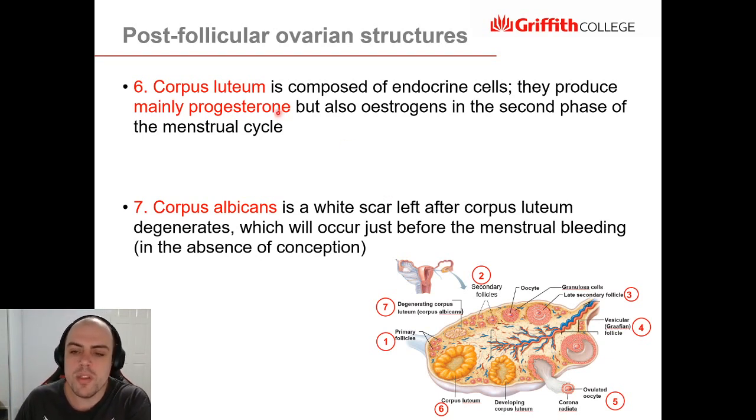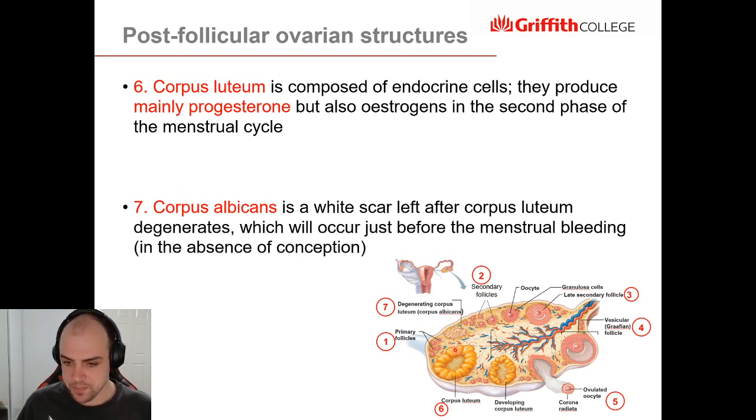So what will then happen is it will develop into the corpus luteum, which will produce progesterone and estrogen. However, if no fertilization has occurred, the corpus luteum will further degrade into what is called the corpus albicans. Essentially it shrivels up and will degenerate, will deteriorate just before the beginning of the menstrual bleeding. Now, again, the corpus albicans forms in the absence of conception. So basically there was no fertilization, there was no conception. So the corpus luteum will deteriorate into the corpus albicans.